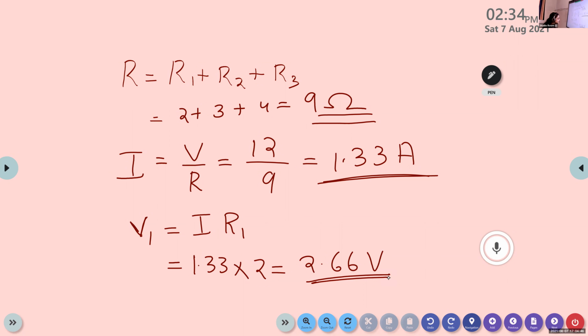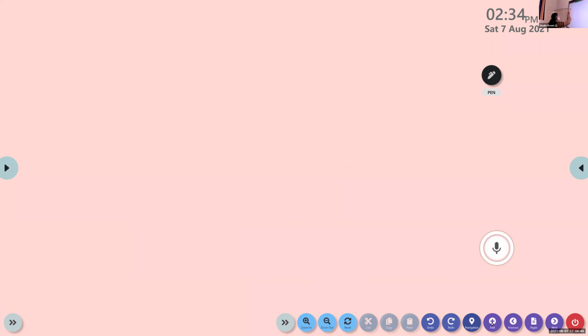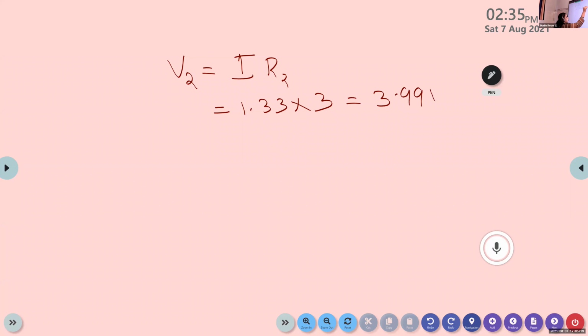Okay. Similarly, we can find out V2. V1 is equal to IR1. Similarly, V2 is equal to IR2. That is equal to 1.33 into, what is the value of resistor R2? 3. 1.33 into 3. The answer is 3.99. 3.99 volt.